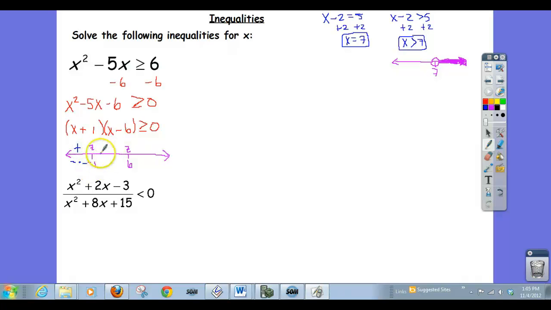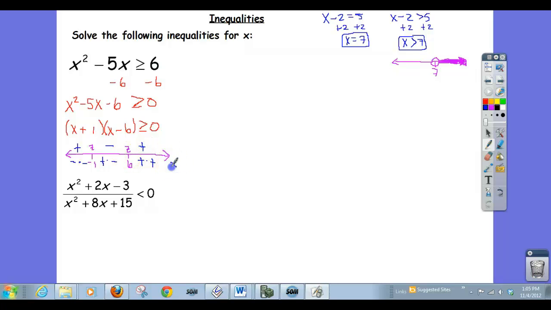Plug in 0 because 0 is in between negative 1 and 6. 0 plus 1 is positive. 0 minus 6 is negative. And a positive times a negative is a negative. And then 7. 7 plus 1 is a positive. 7 minus 6 is a positive.